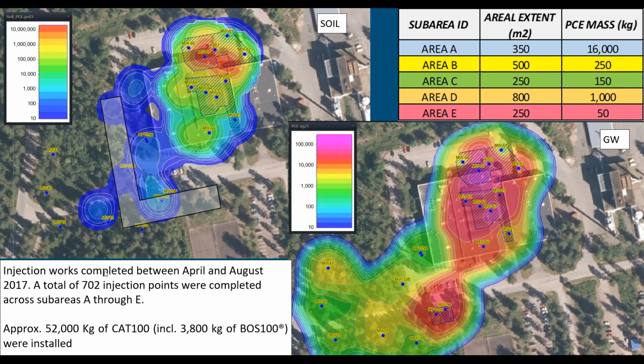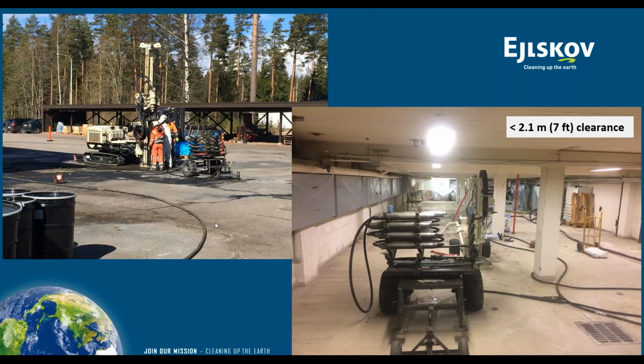And this was done at the end of the day when, in 2017, Ejlskov completed the injection works with a total of 702 points and the installation of roughly 52,000 kilograms of Cat 100, of which 3,800 kilograms were BOS 100 only. Here are just a couple of pictures to show the site activities.